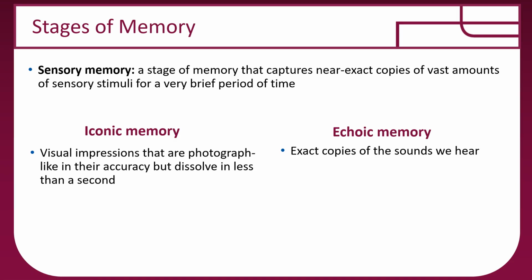So in terms of the stages of memory, as I said, sensory memory is the first stage, and it captures near exact copies of vast amounts of information for a very brief period of time. So again, if you just look around the room or wherever you happen to be, you're bringing in a huge amount of information about everything that you see, and that's all brought into your memory for a very brief amount of time. There's no way you could remember everything wherever you are.